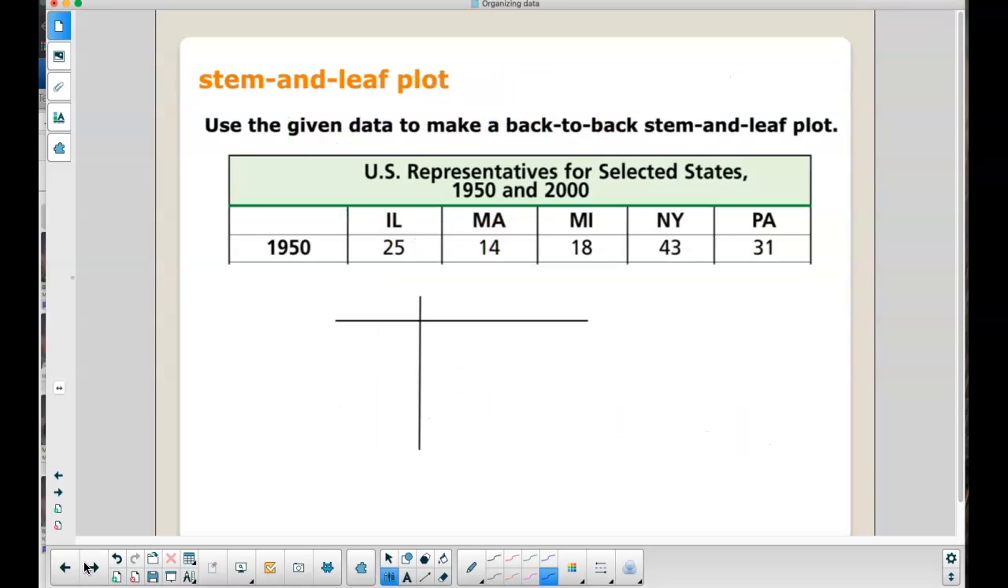Okay, so let's look at another one. Here it says, use the given data to make, not a back-to-back, just a stem and leaf plot of the data of U.S. representatives for selected states in 1950. Okay, so we have our stem and leaves. What should my stems be? What should the stems be, Tyler? 1, 2, 3, and 4.